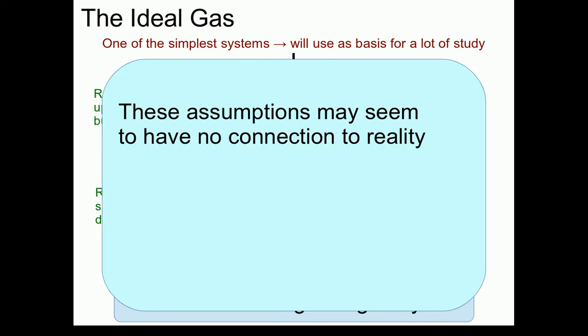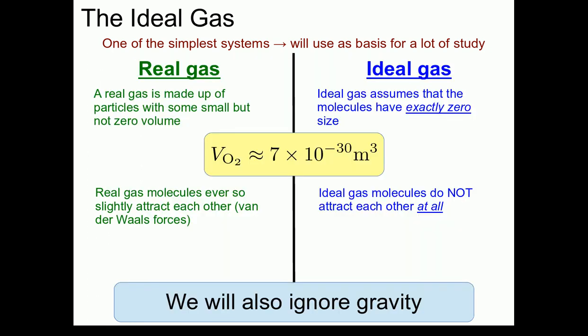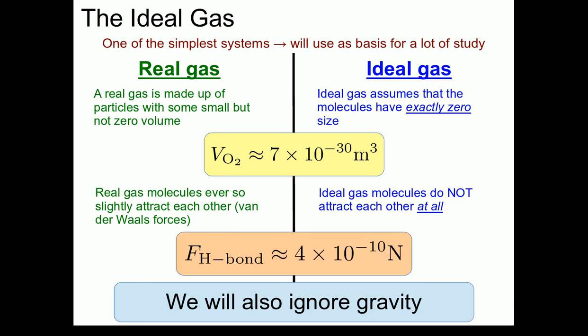These assumptions may seem to have no connection to reality. I mean, a gas of particles of zero size that don't interact with each other and have no impact by gravity, those seem like fairly unphysical conditions. However, if you think about an oxygen molecule, its volume is 10 to the negative 30 meters cubed, which is very, very small compared to the room you're in. So the approximation that a gas has zero size for its particles is not actually that bad.